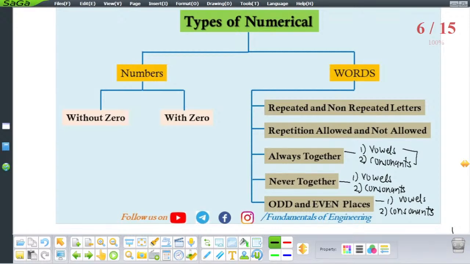So the types of numericals we get in permutation are based on numbers and words. In numbers, without zero and with zero, and in types of words, repeated and non-repeated letters. Repetition of letters is allowed and not allowed. Then always together, vowels together, consonants together. Never together, when the vowels are never together or consonants are never together. Odd and even places, when the vowels are arranged in odd places or even places and the consonants are arranged in odd places and even places.